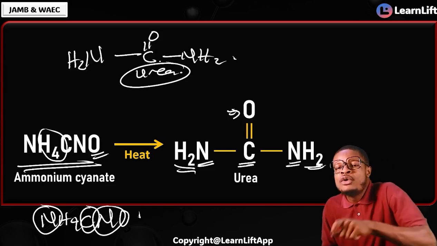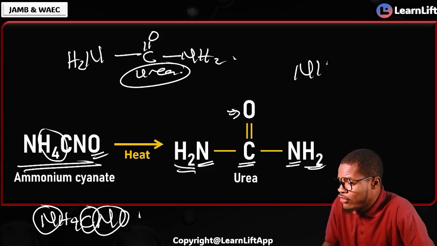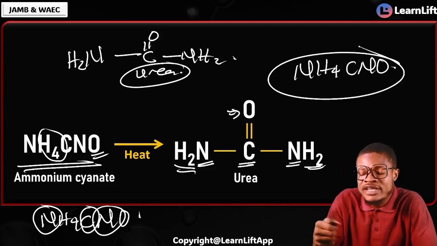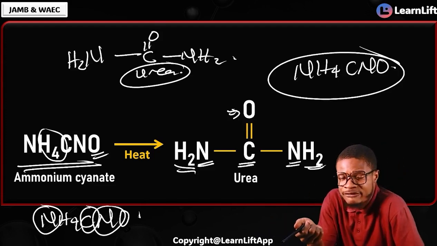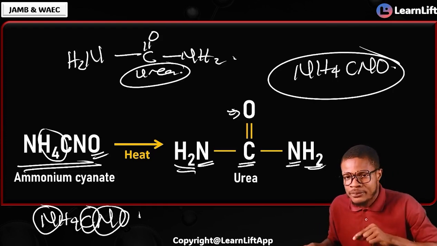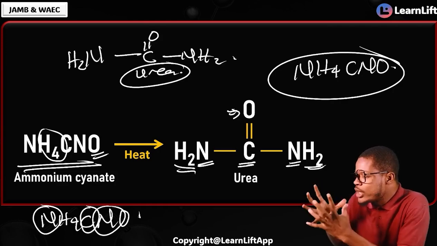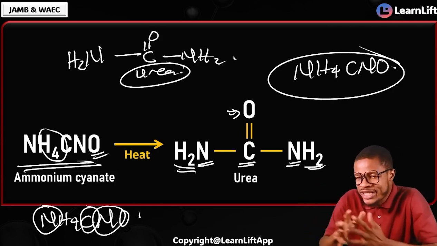What is the formula for your ammonium cyanate? Ammonium cyanate is from ammonium, NH4, then what? CNO. So who disproved the theory of vitalism or vital force? Friedrich Wöhler. How did they disprove that? By synthesizing urea from where? Inorganic source.